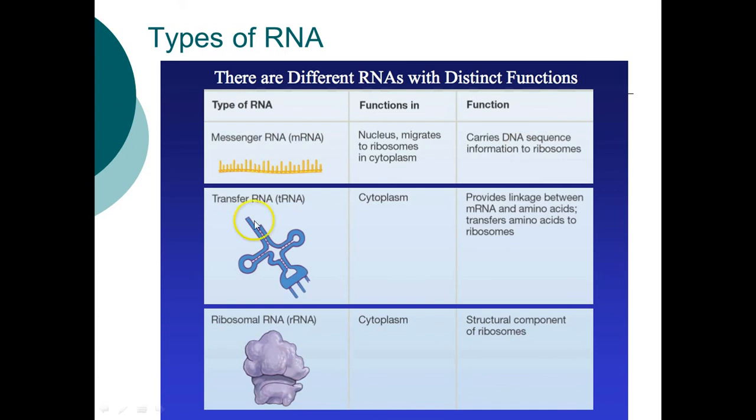You've got tRNA or transfer RNA. This is found in the cytoplasm, and its job is to provide the linkage between the messenger RNA and the amino acid. It transfers the amino acid to the ribosome. The amino acid would be found at this end, and the anticodon would be found at this end. And the last kind is the ribosomal RNA. This is also found in the cytoplasm, and it's simply a structural component of the ribosome.